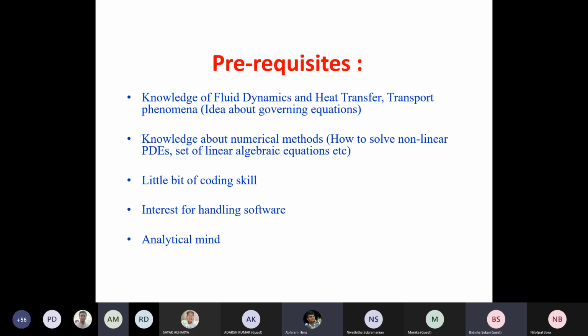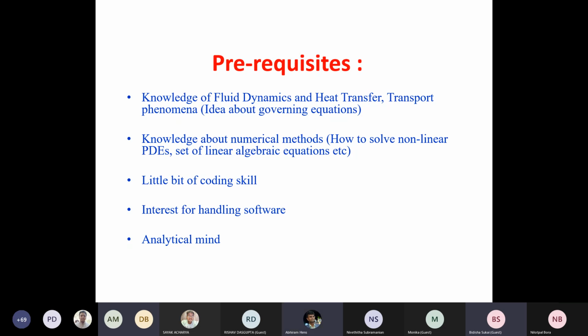So we need to have a fair idea about the governing differential equations available in fluid dynamics and heat transfer. That is why this knowledge is important. First year students who have not covered it yet may correlate with whatever we are talking about in future when these subjects are taught.